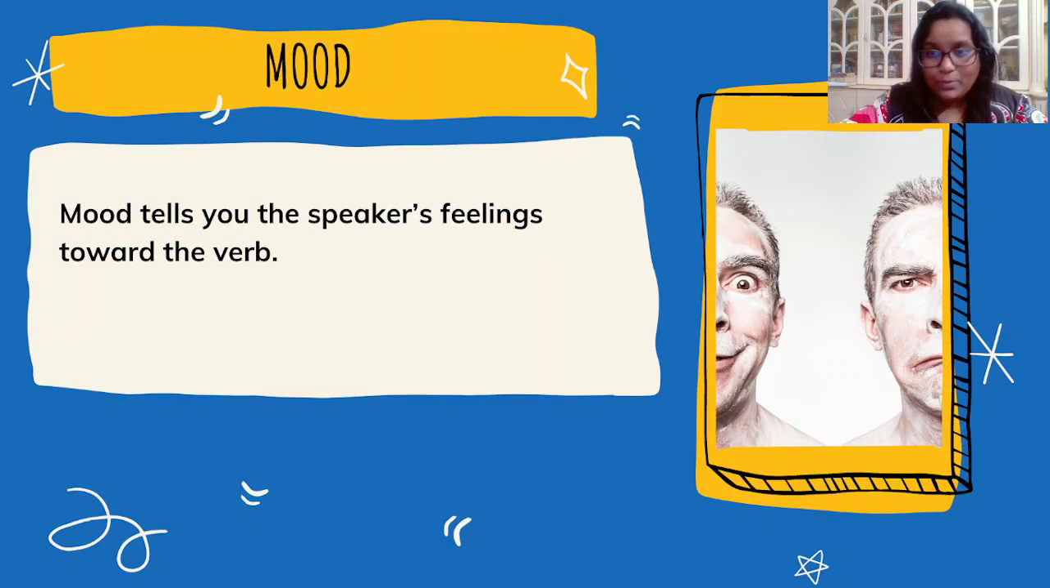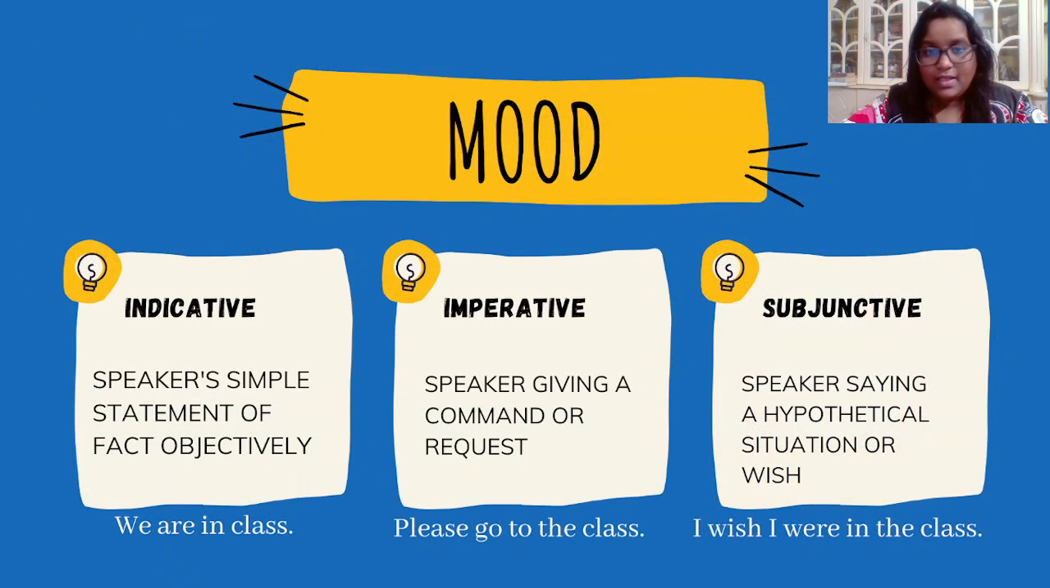So these are the 4 different aspects of verb. Let's now discuss the mood. Any sentence requires some feeling towards the verb on the part of the speaker. Now, mood tells you the speaker's feelings towards the verb. So, there are three different moods in English verb: indicative, imperative, and subjunctive.